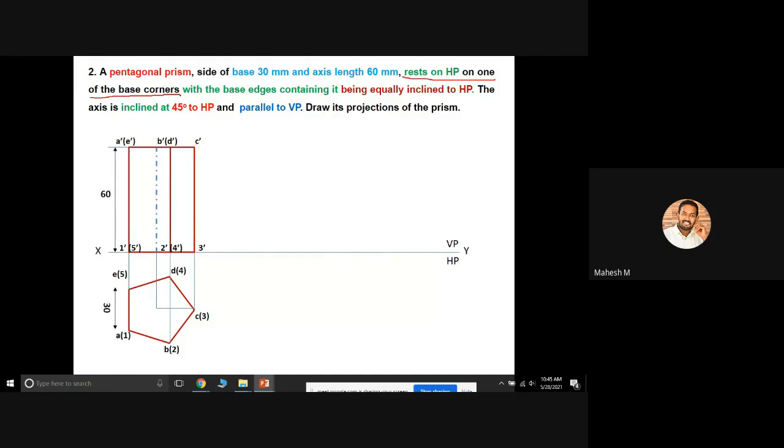Roll number 34. Absent. Okay. Roll number 47.